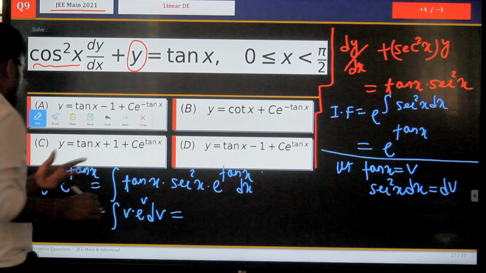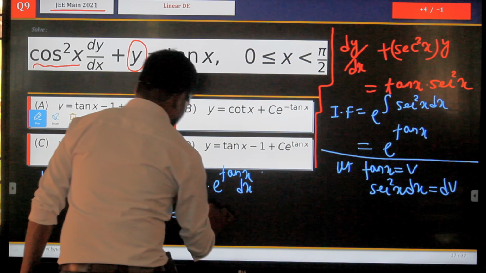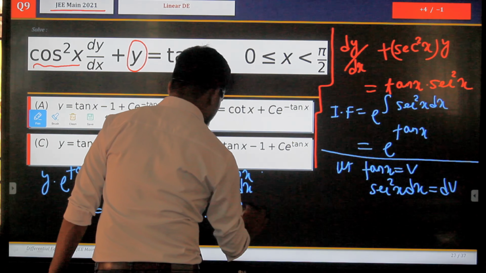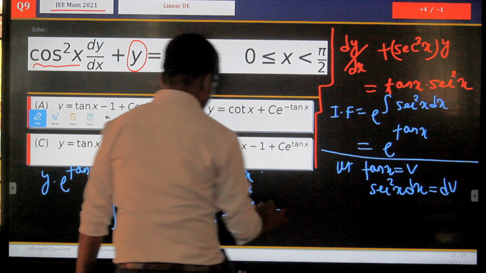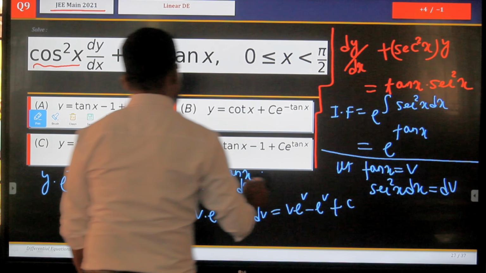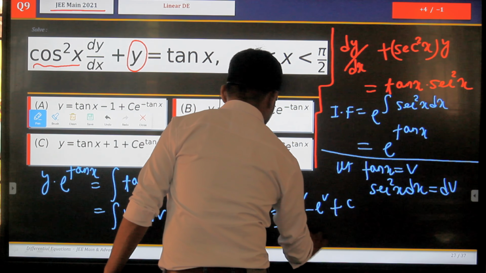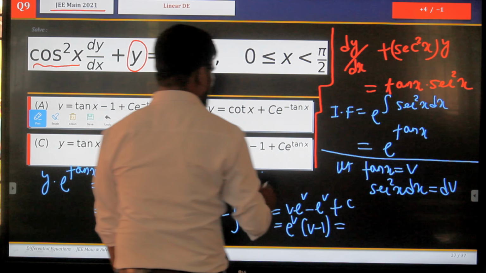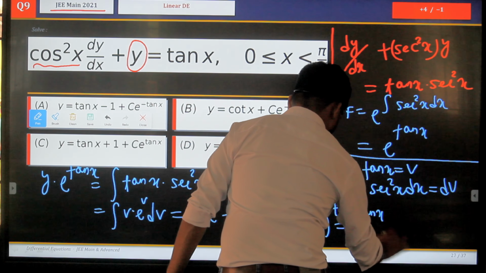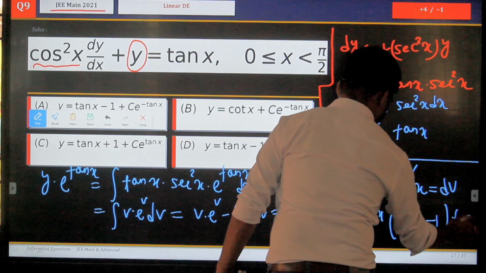Now what do I need to do? Apply the integration by parts formula. So v is outside. The integration of e to the power v is e to the power v, minus the derivative of v, which is 1, times the integration of e to the power v, which is e to the power v. So this becomes v e^v minus e^v plus integration constant c. That means e^v times (v minus 1). Let me put the value of v. v is tan x. So the solution is e to the power tan x times (tan x minus 1) plus c.